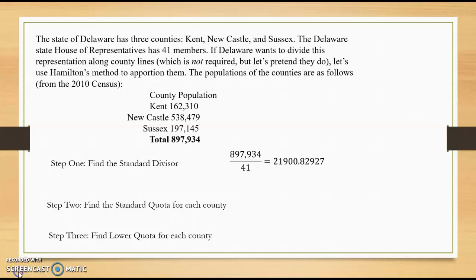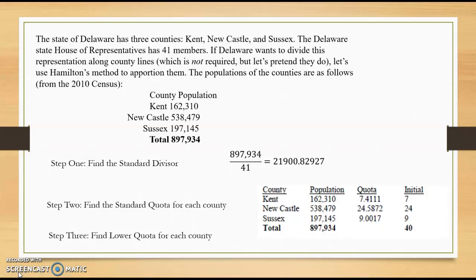Step 2, we find the standard quota for each county. So we take each of the county populations and divide by 21,900 and a long decimal. I've done that calculation here. Our standard quota is this column, and then we find the lower quota for each county. All we're doing there is dropping the decimal place. So 7, 24, and 9. The total there is only 40, so we need to give 1 seat to one of the 3 counties.